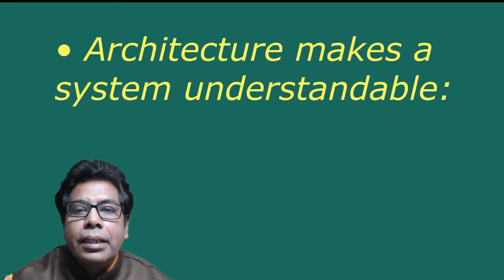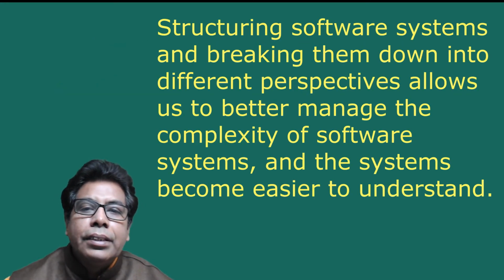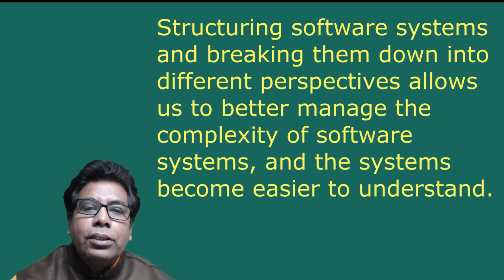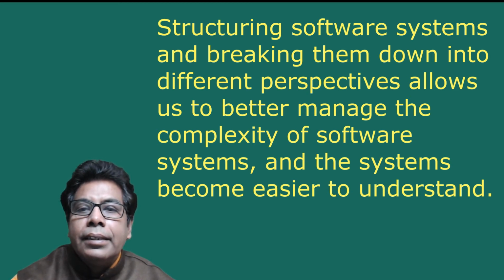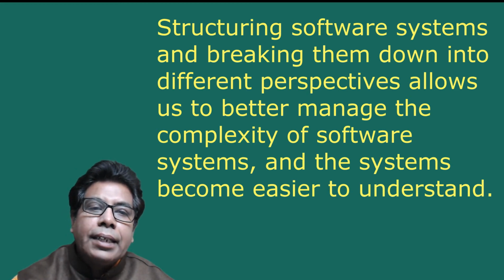The next property, architecture makes a system understandable. Structuring software systems and breaking them down into different perspectives allows us to better manage the complexity of software systems, and the systems become easier to understand. In addition, the abstraction of system aspects facilitates the communication of important architectural issues.